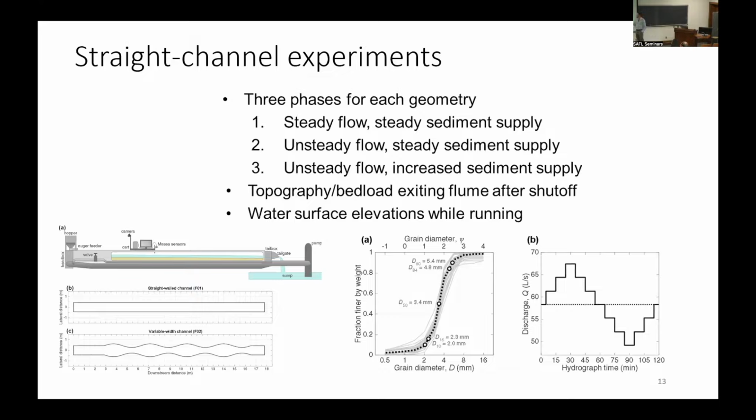So by going from phase 1 to phase 2, we can assess what is the effect of unsteady flow on the system. And by going from phase 2 to phase 3, we can assess how that system then changes in response to an increase in sediment supply. And we can do that for both the constant width and the variable width channel to try to understand what width variations do to these systems.